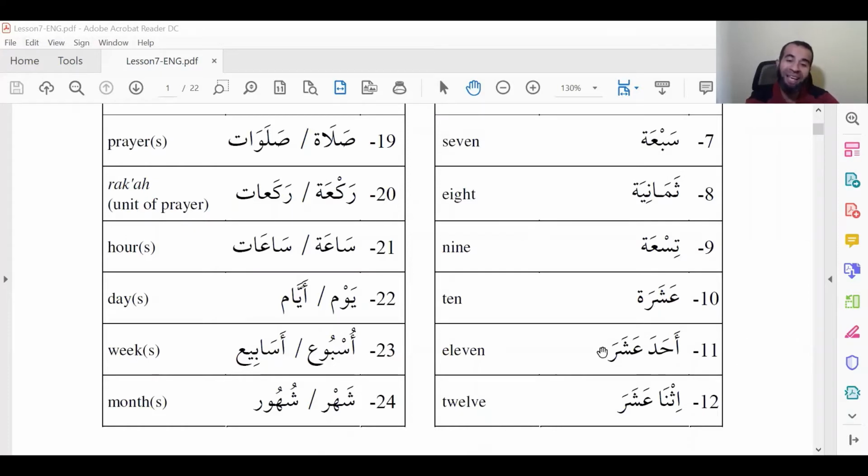But after that, أحد عشر, we don't say كتب. Now there is again a difference between Arabic and English. But I'll tell you that later, inshallah, in this lesson.